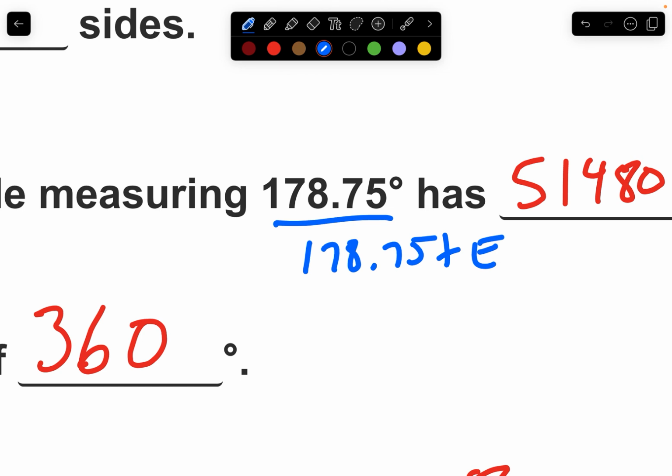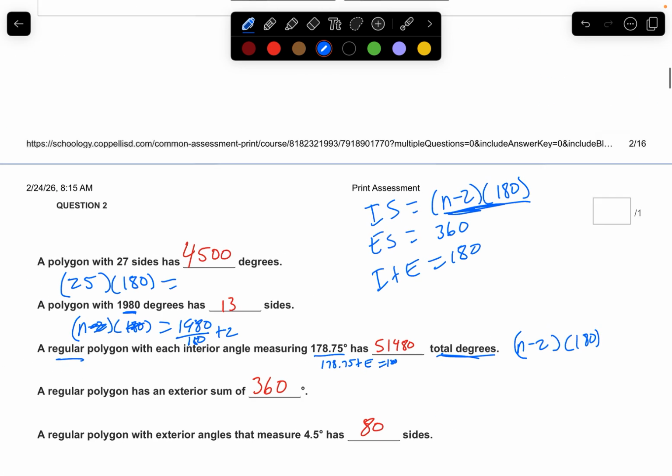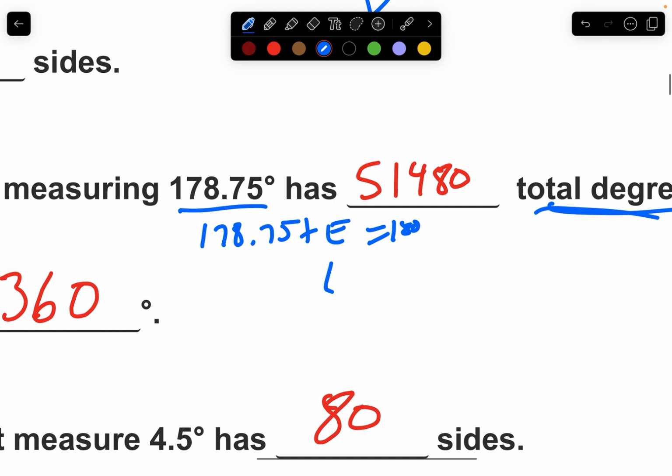178.75 plus E has to equal 180. Remember, I plus E is 180. So we know that E is equal to 1.25 degrees. Right? Make sure I did that right in my head, but I think I did.